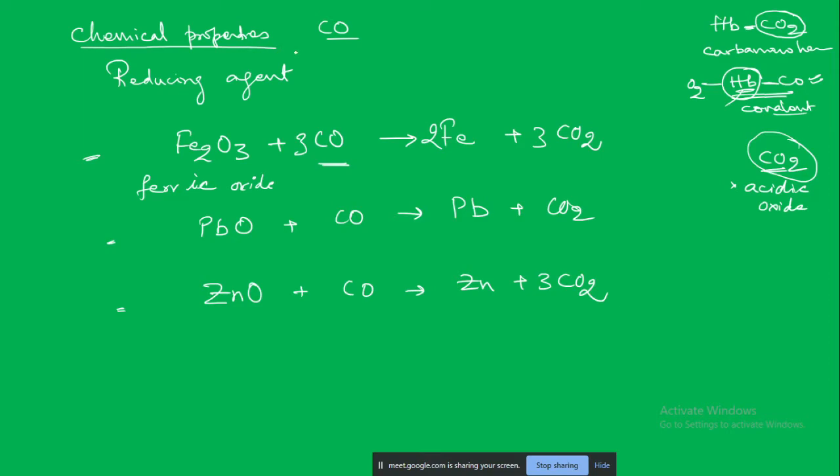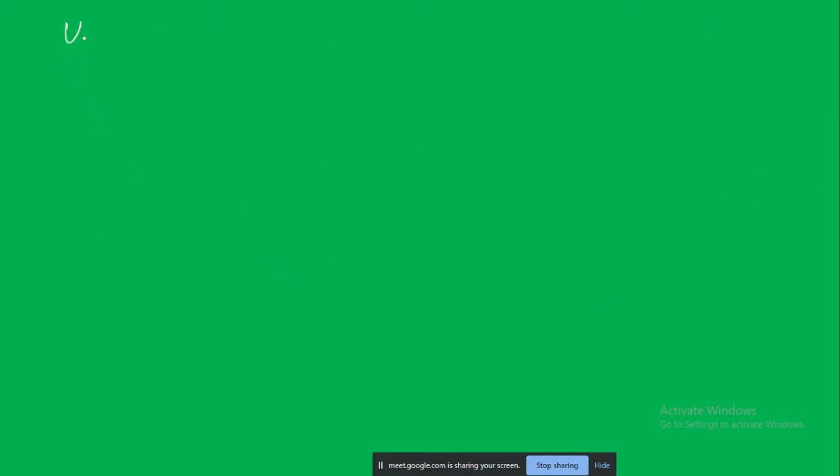So here what we are seeing is that carbon monoxide is a very good reducing agent. It will reduce this oxide of the metal into its metallic form, and itself it is becoming carbon dioxide. Okay, so some of the uses of carbon monoxide.